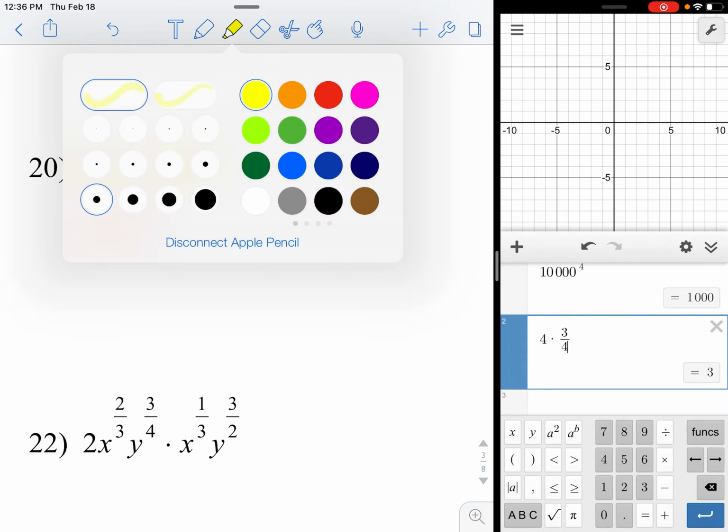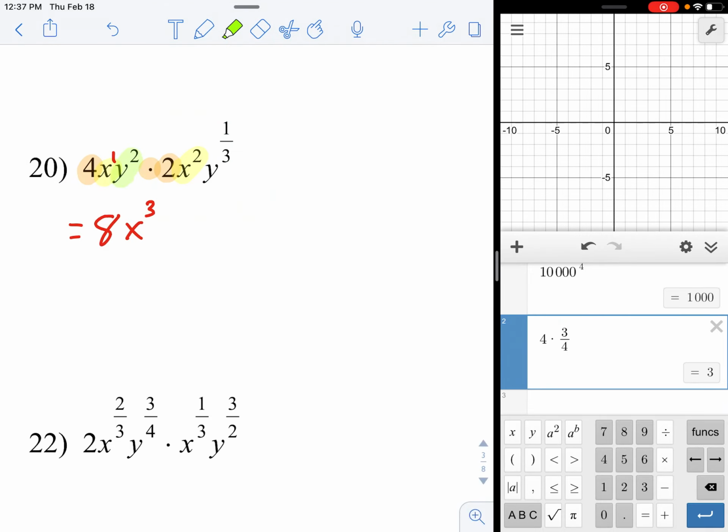And then let me change colors again, maybe green. The y goes with the y. Y to the 2 plus 1/3. So I need to add 2 plus 1/3. Well, 2 plus 1/3, quite frankly, is 2 1/3. But you don't usually use a mixed number as a power. That's not something that's done in algebra.